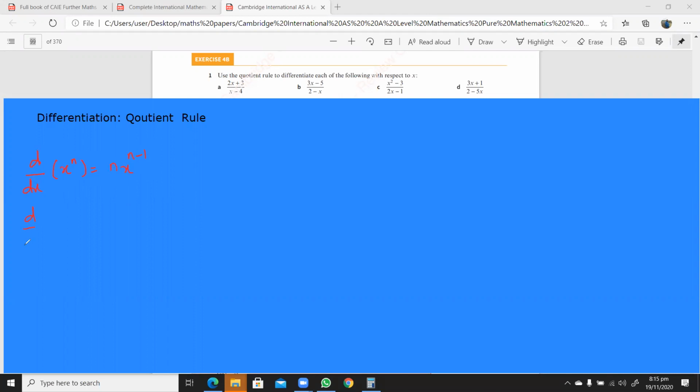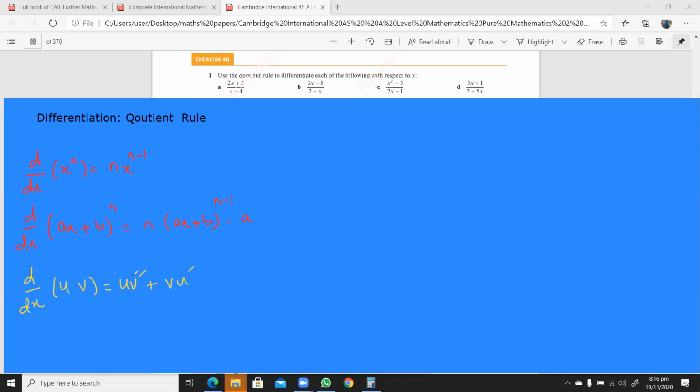The second rule is the derivative of (ax + b) to the power n. When you have powers on the whole expression, this is going to be n into (ax plus b) to the power n minus 1 times a. And then in our last lesson, we learned how to differentiate a product, where u and v are functions in x. So this is going to be uv dash plus vu dash.